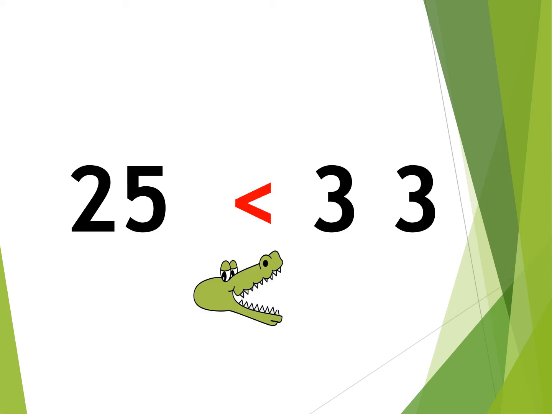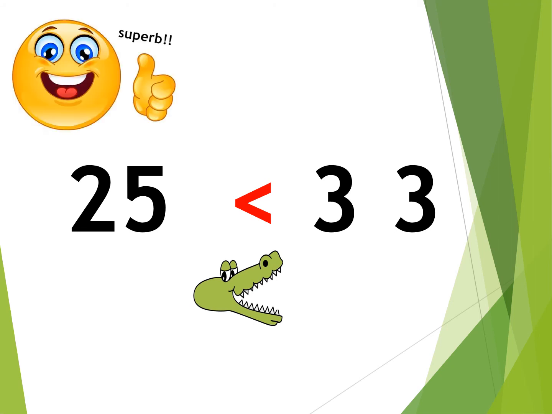Now, among these numbers 25 and 33, can you guess which number will be eaten by the alligator? Yes, the bigger number. Alligator wants to eat the bigger number. So which one is the bigger number? 33. That's why the alligator mouth is open towards 33, and the same mouth we are writing as a symbol. And it is read as 25 is less than 33.